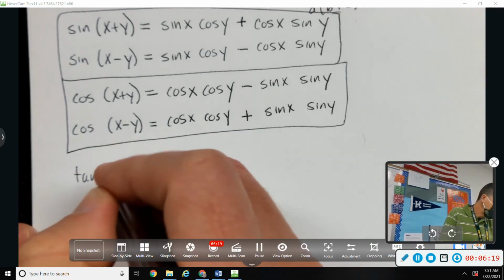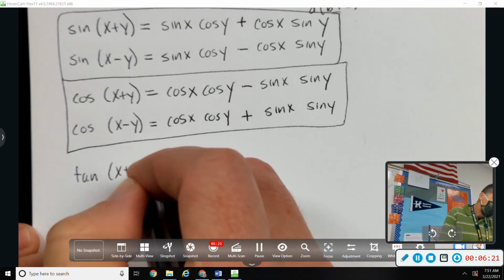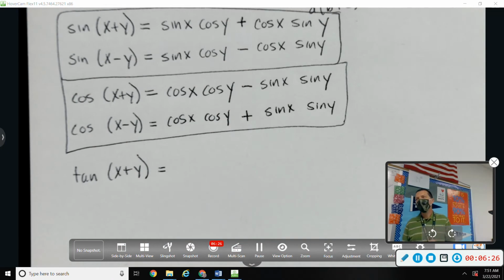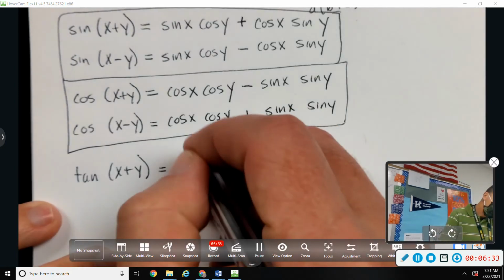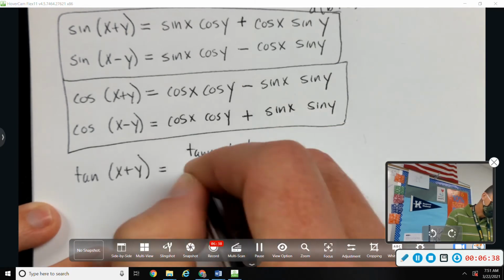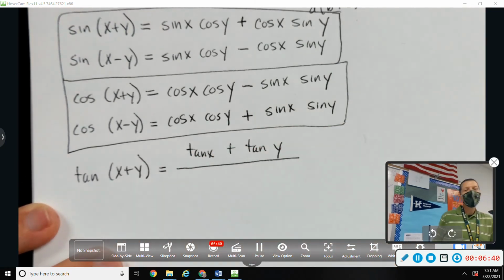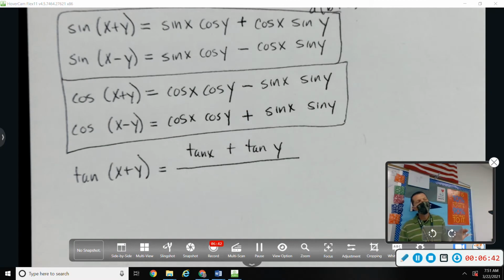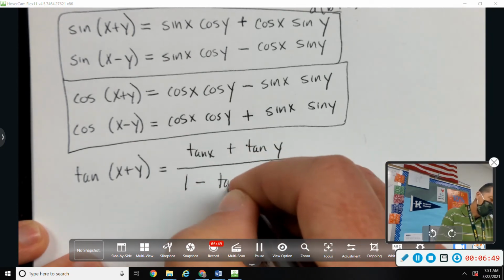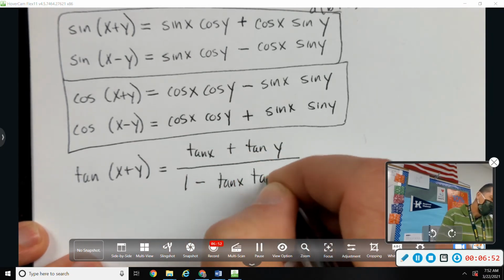Lastly, tangent. Tangent of x plus y. Well, you guys know that tangent's usually a little bit more complicated than sine and cosine, and that's the case here. Tangent of x plus tangent of y all over 1 minus tangent of x times tangent of y. It would have been great if that was it, just distribute the tangent, but it didn't work that way.